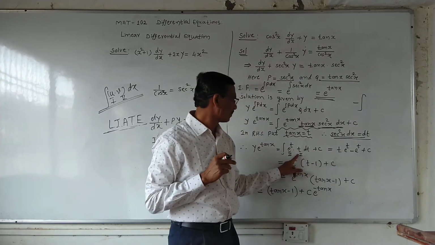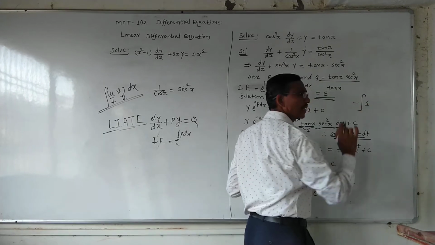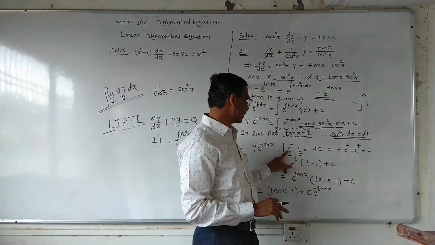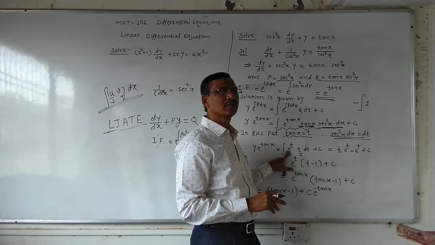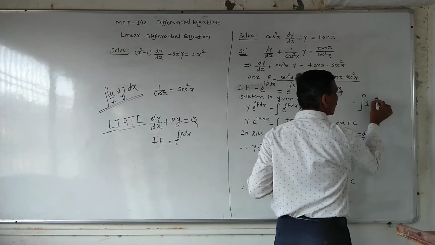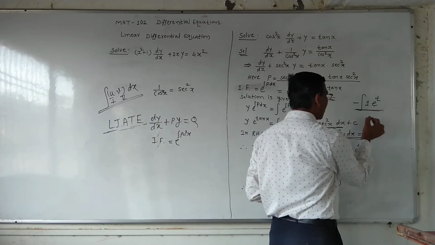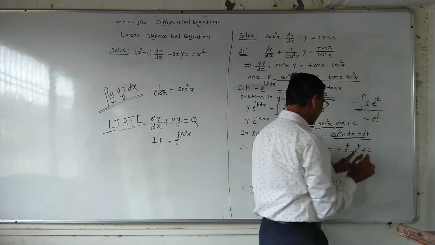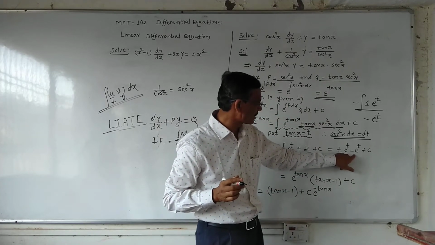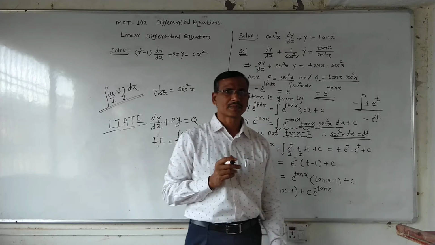derivative of first function. First function is t. Its derivative is 1. Derivative of first function into integration of second function. What is integration of second function? E raised to t. Its integration is e raised to t. Means it will become minus integration of e raised to t. Again it is minus e raised to t. That's why we have written minus e raised to t plus constant of integration.